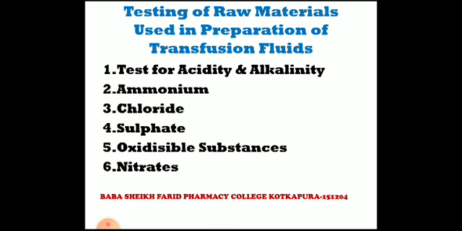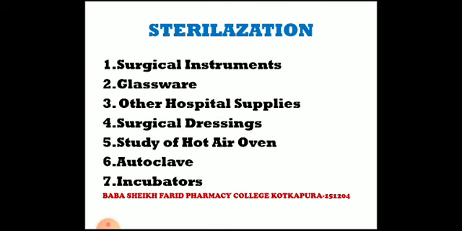Now, the next point is sterilization. In the sterilization of instruments, whether a surgical instrument or any other instrument, surgical instruments are sterilized by the dry heat method in a hot air oven. In other words, whenever we have to sterilize a surgical instrument, the instrument used for it is called a hot air oven, which works by the dry heat method.